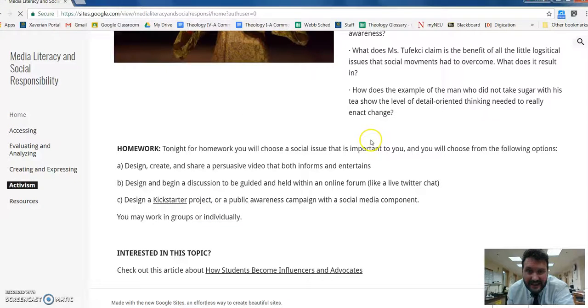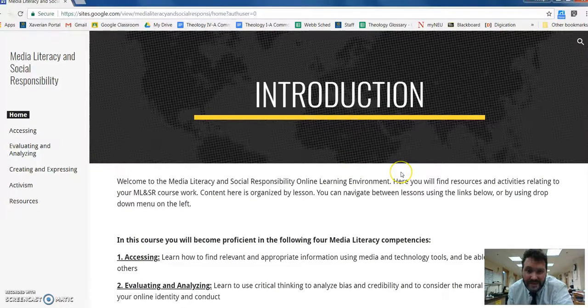So that is a quick overview of all the portions of the curriculum unit that I have put together for media literacy and social responsibility.